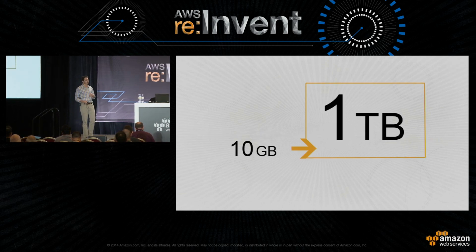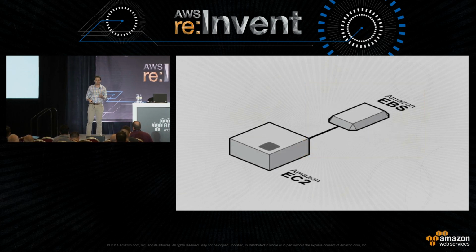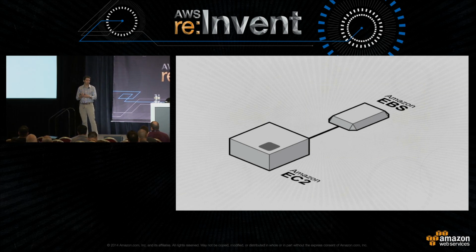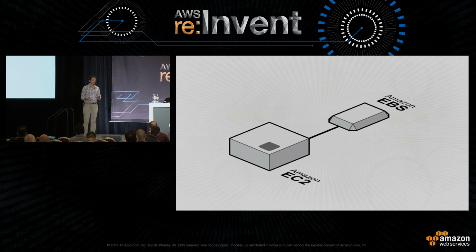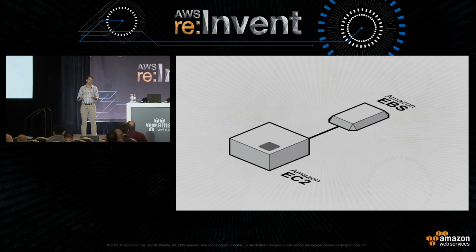EBS allows you to create volumes that are anywhere from a gig in size to 1 terabyte. Once you create a volume, you can very quickly attach it to an instance. You don't need to provision any networking or fiber channel or any of this usual stuff. You just map it into the instance. The moment that volume is ready, you can start reading and writing from it, and it'll also automatically, synchronously mirror itself to another volume in the same availability zone.